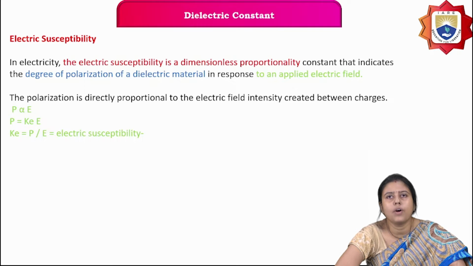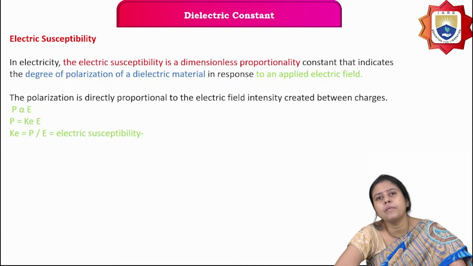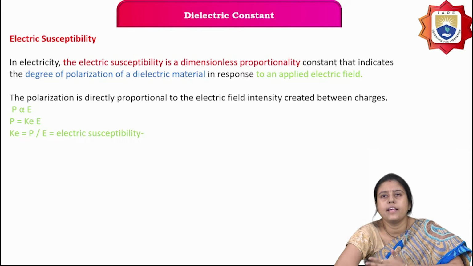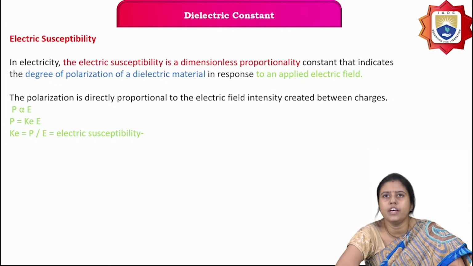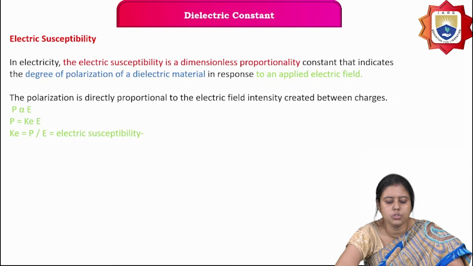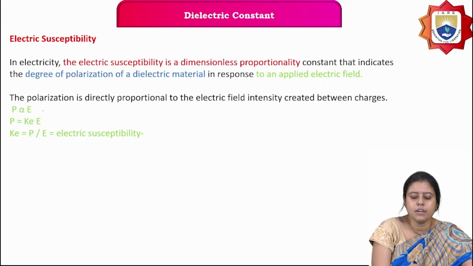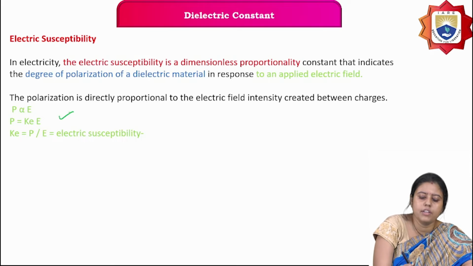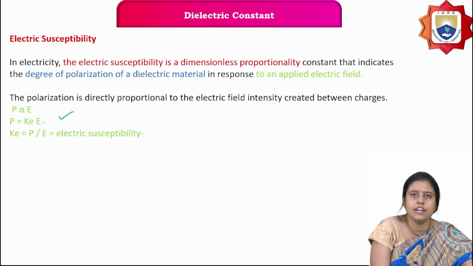electric field. So what is the meaning? If we apply an electric field to any dipole moment, it will determine how many molecules will align themselves in the direction of the electric field, the degree of polarization. So the degree of polarization relates to the electric field intensity created between two charges. So P is directly proportional to E. And if we introduce the proportionality constant, we get P equals Ke into E.